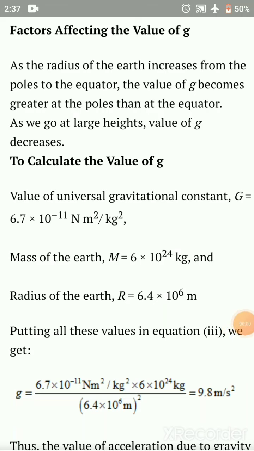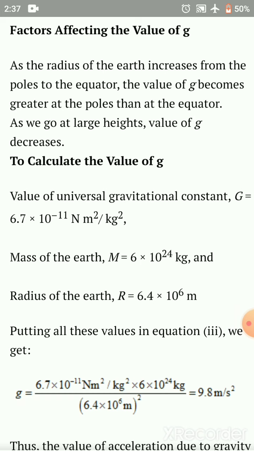Okay, class ninth. So today we are going to study about factors affecting the value of g. As we know, we have understood the formula of small g, which comes out to be equal to capital G into M upon distance square, where capital M is the mass of earth and capital G was the universal gravitational constant. So today we are going to first study about factors that affect the value of small g.